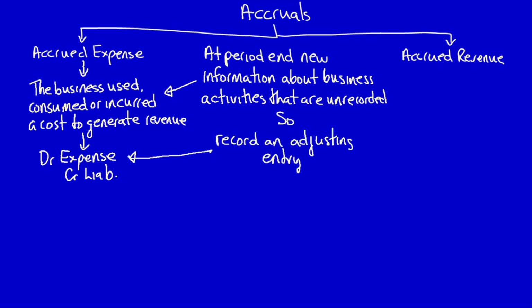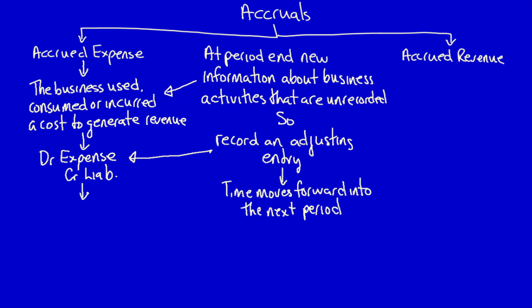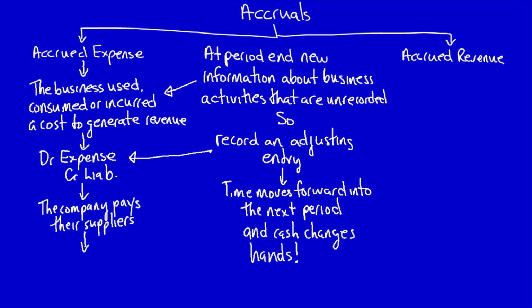Now, time moves forward into the next period. The company pays their supplier. Cash changes hands. Because we're paying off our supplier, the liability no longer exists. In addition, cash leaves our hand.